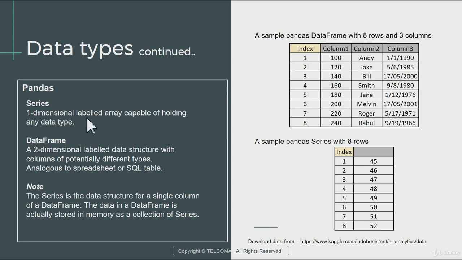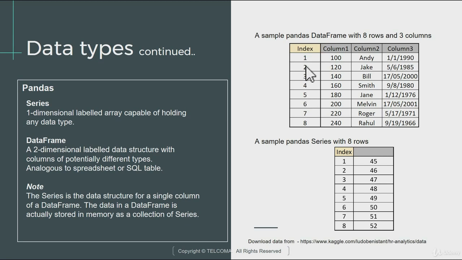Series is a one-dimensional labeled array capable of holding any data type. You can see the sample Pandas series over here with 8 rows and an associated index. The data frame is a two-dimensional labeled data structure with columns of potentially different types. But this is analogous to the Excel spreadsheets or SQL table.